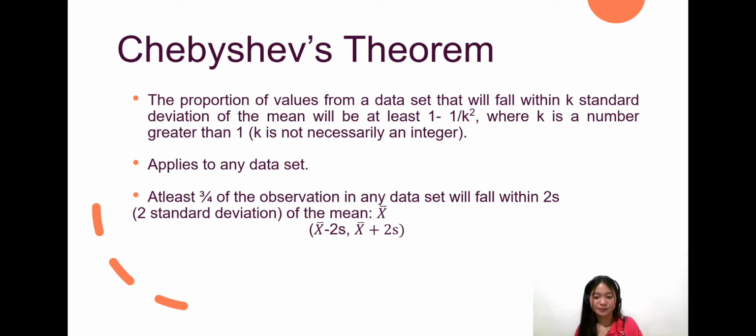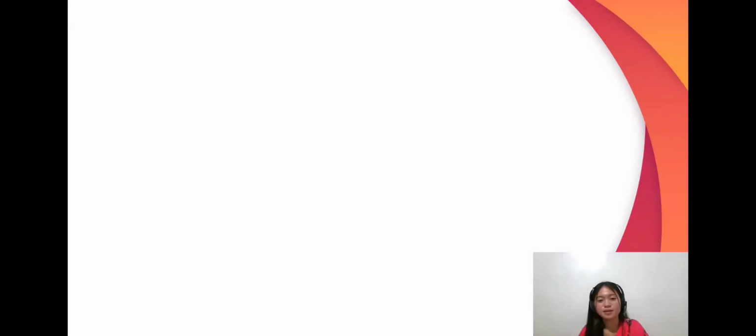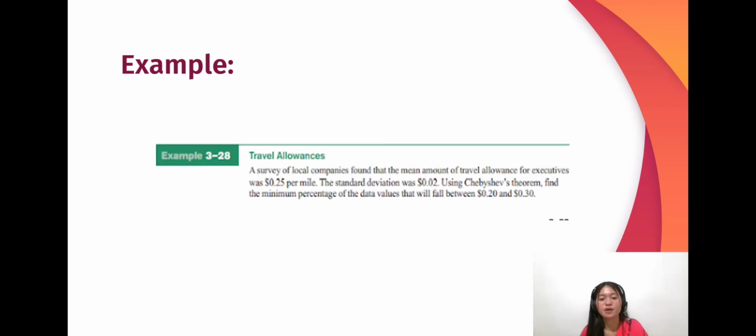For example, a survey of local companies found that the mean amount of travel allowance for executives was $0.25 per mile. The standard deviation was $0.02. Using Chebyshev's theorem, find the minimum percentage of the data values that will fall between $0.20 and $0.30.